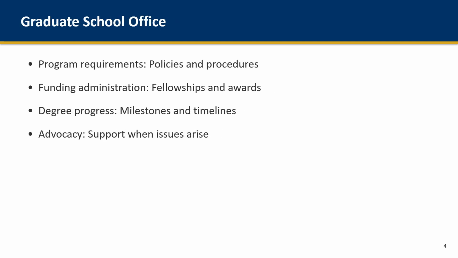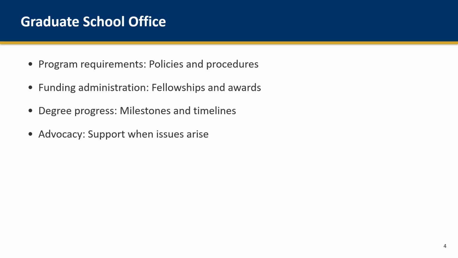The graduate school office is central to your administrative relationship with the university. Understanding what this office does helps you engage it effectively. Program requirements, including policies and procedures, are typically managed through the graduate school. When you have questions about degree requirements, examination policies, or official procedures, the graduate school provides authoritative answers. Their website and staff can clarify what applies to your situation.